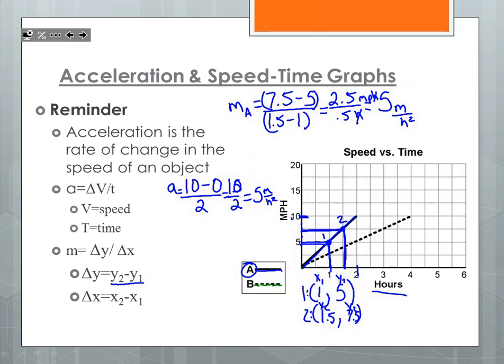I've slept. Now let's do the second one. The second one is the line at the bottom. That's the dotted line. And I can pick 2 points. So I'm going to pick this one here. And I'm going to pick this one here.